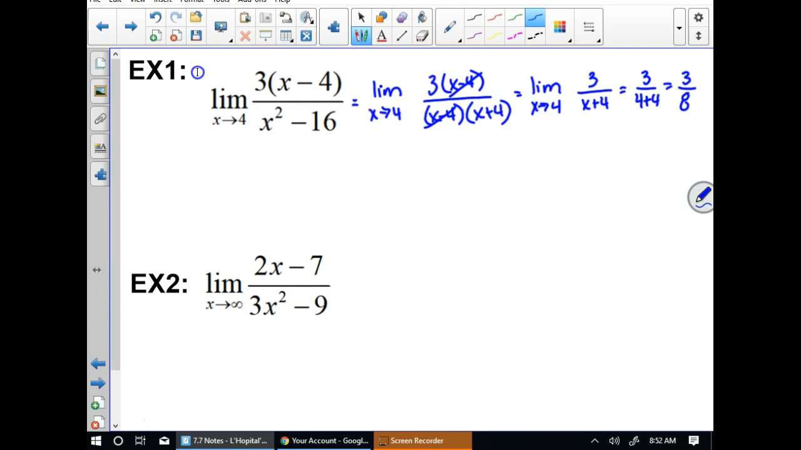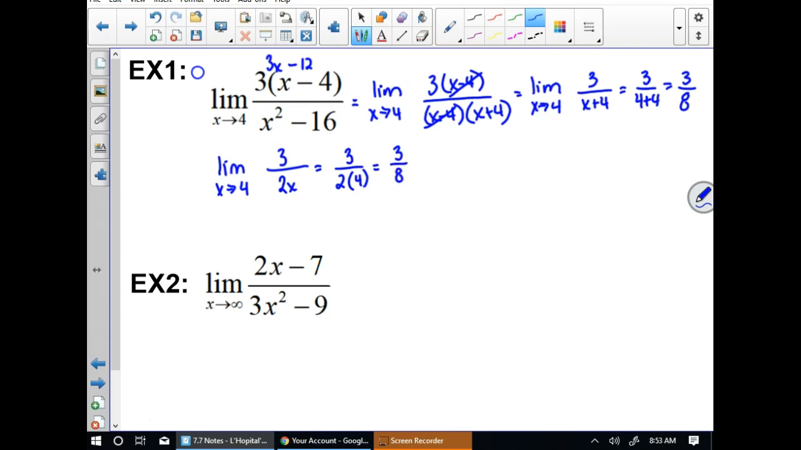So, for example 1 here, if I use L'Hopital's rule, I could say the limit as x approaches 4. If I take the derivative of 3 times x minus 4, which if you want to think of it distributed is 3x minus 12, what's the derivative of 3x minus 12? Just 3. So I take the derivative of the top. And then what's the derivative of x squared minus 16? 2x. Now, when I plug in 4, I don't get 0 over 0. I get 3 over 2 times 4, which is 3/8.